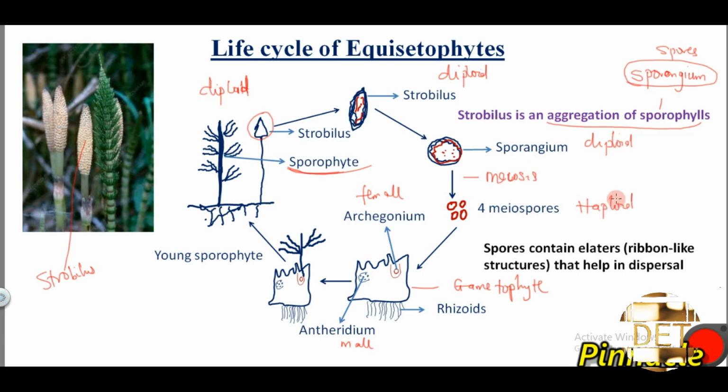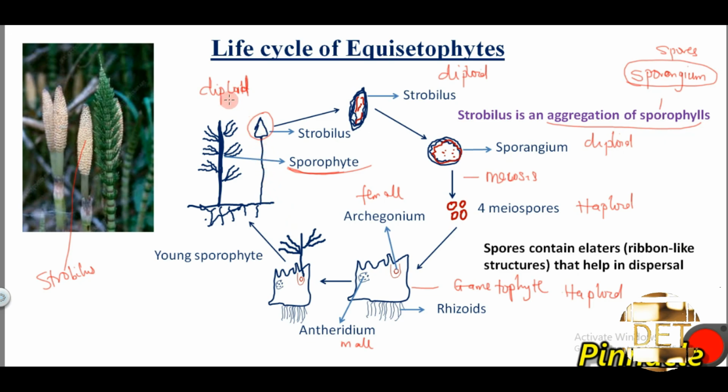Haploid. Then these meiospores, on getting to a suitable substratum, develop into the gametophyte generation that is also haploid in nature. They contain half the number of chromosomes. The male contains half the number of chromosomes, the female contains half the number of chromosomes. Then after fertilization, the zygote is formed. So the zygote is diploid, contains the diploid number of chromosomes. And so the young sporophyte grows from there, that is also diploid.